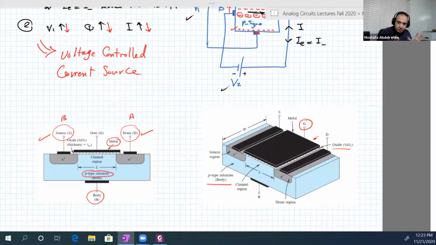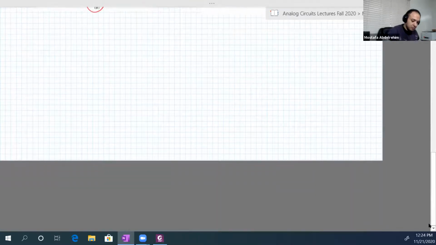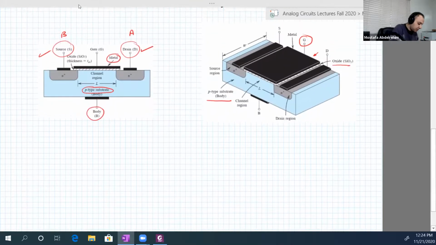Again, the current flows from source to the drain, the electron current, but the conventional current flows from drain to source. And we control that current through the gate, the voltage on the gate. Let's have some notes here.